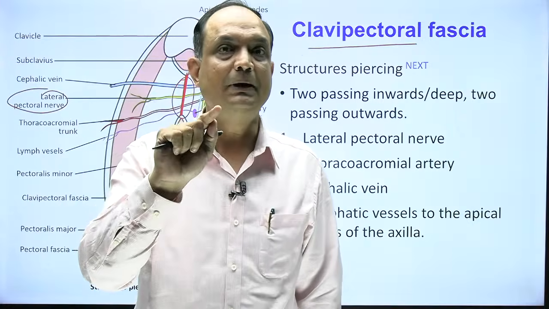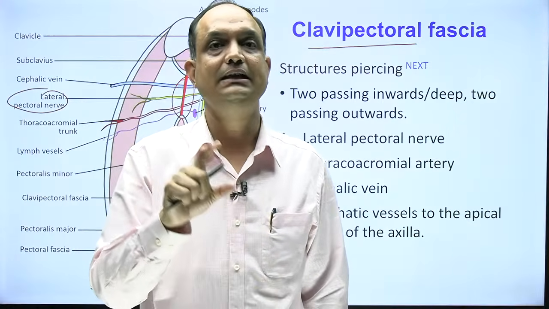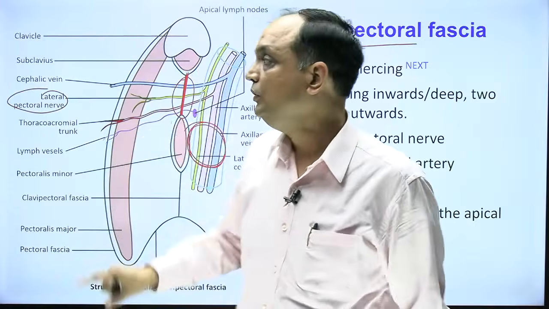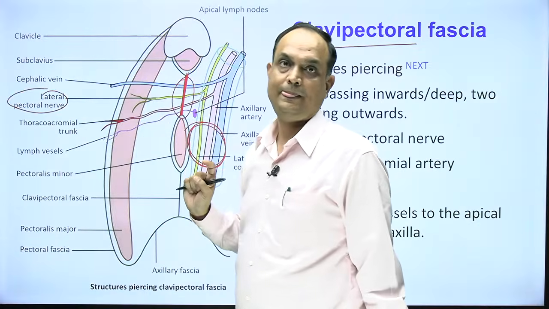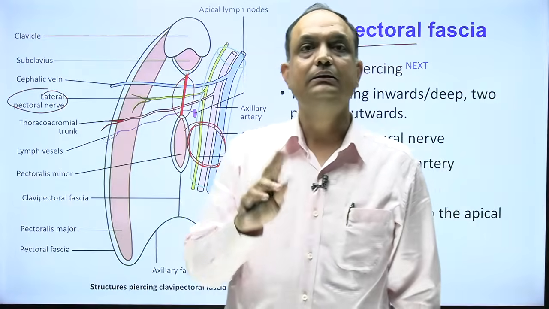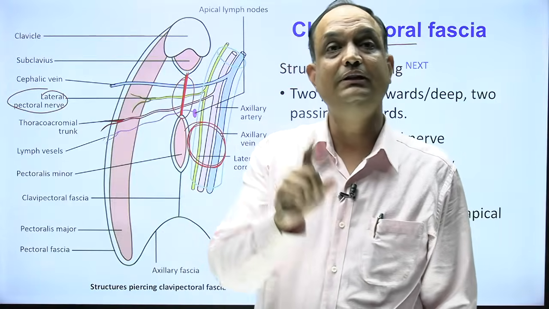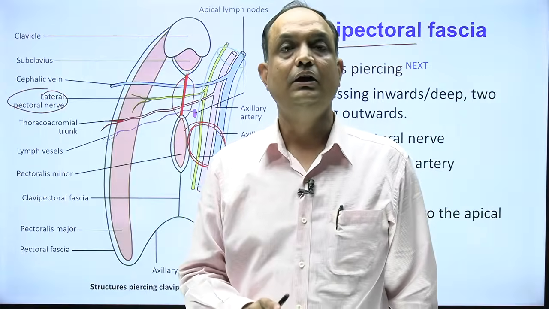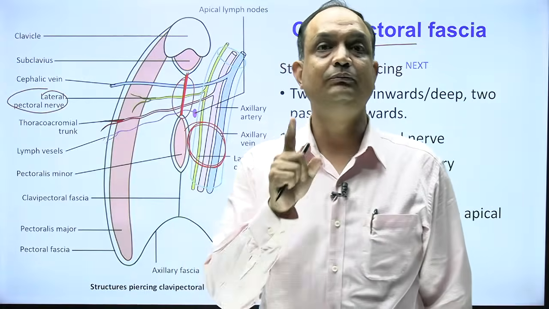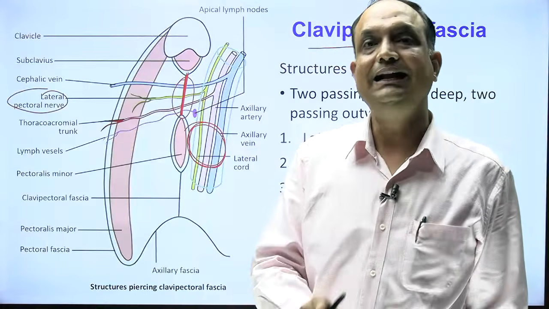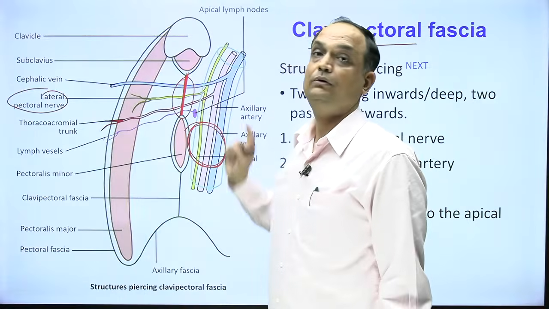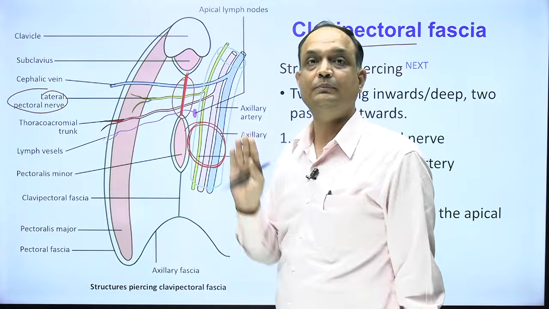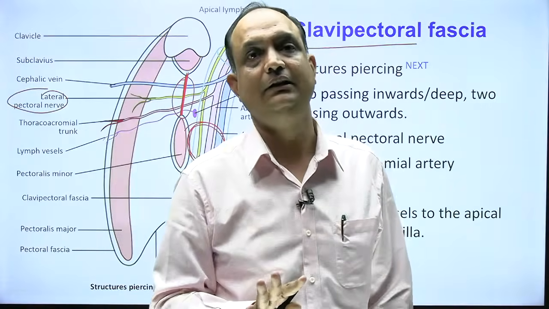So the first part of the axillary artery is related to the lateral pectoral nerve, which is piercing here. Try to understand that the lateral pectoral nerve has a very high origin. How to justify your answer? You can justify it by saying that the lateral pectoral nerve pierces the clavipectoral fascia above the pectoralis minor, and above the pectoralis minor we are dealing with the first part of the axillary artery.